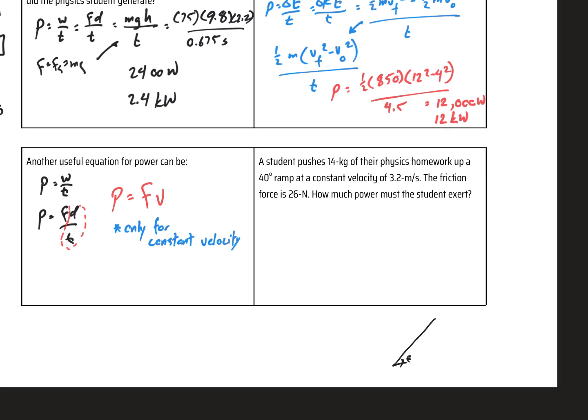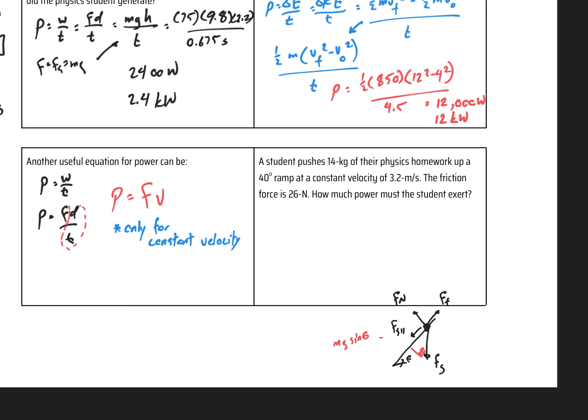So here's my ramp. Let's call this F_G down here. My normal force will be pointing this way. Friction is pointing up the ramp. And down the ramp is that component of weight, F_G parallel. We know this is going to be mg sine theta, right? Because my angle is going to be right here. And it looks like that's about it.